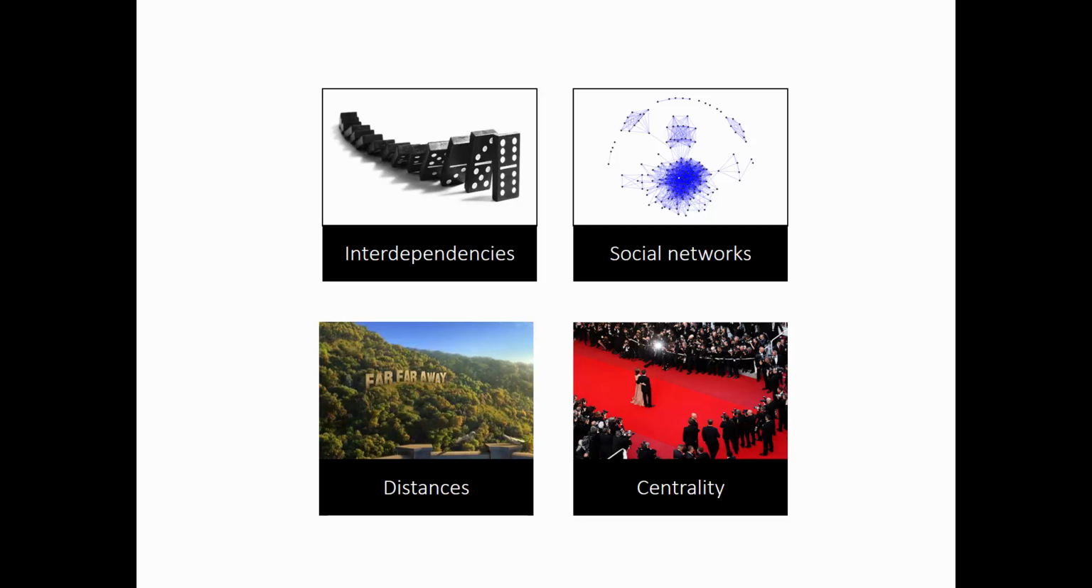So what I want to do today is talk more about interdependencies, and how we actually formulate that within social network analysis, and then what social network analysis is. Then I will talk a little bit about two things that we do in network analysis. One is looking at distances between individuals through social networks, and the second one is centrality in networks. Lots of people look at that.